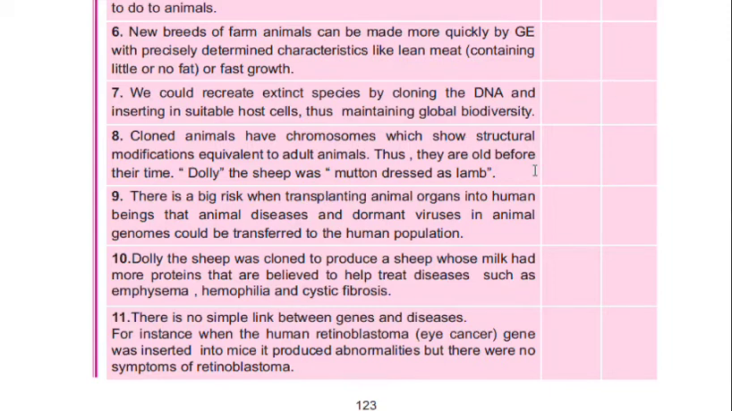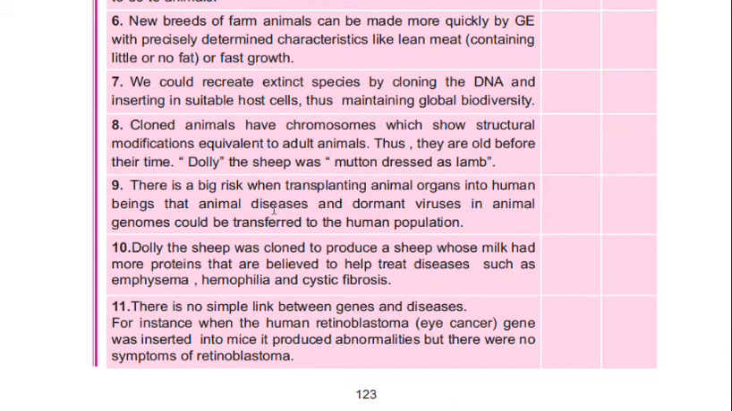8. Cloned animals have chromosomes which show structural modifications equivalent to adult animals. So, if we clone animals, they will be adults, old before their time. Thus, they are old before their time, so that is something negative.